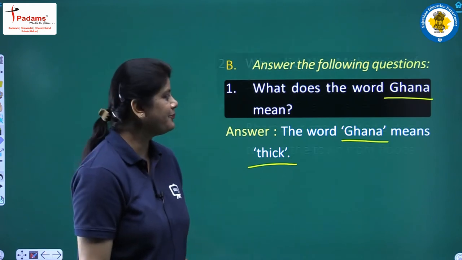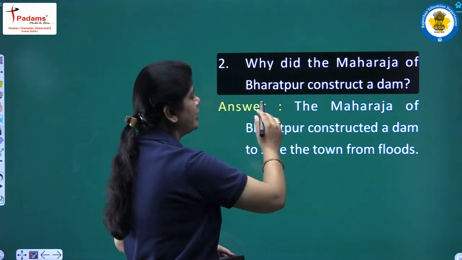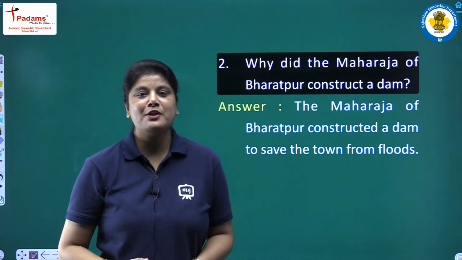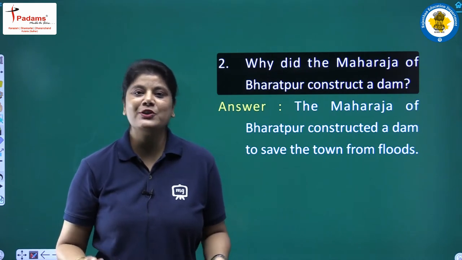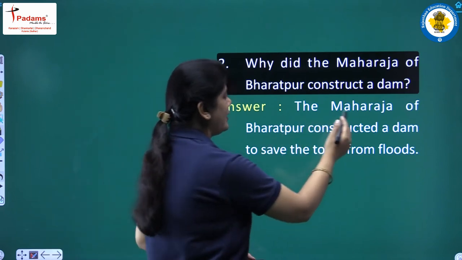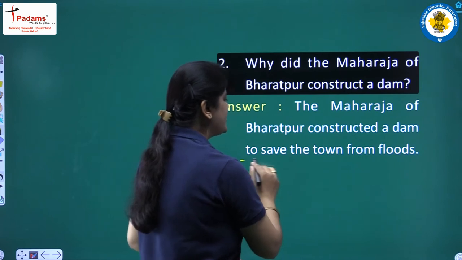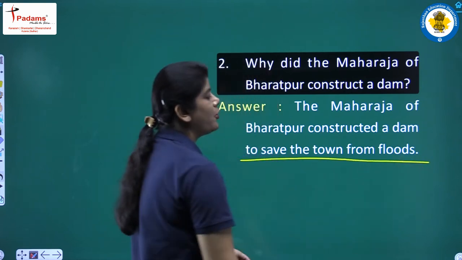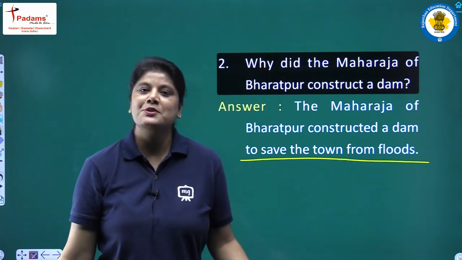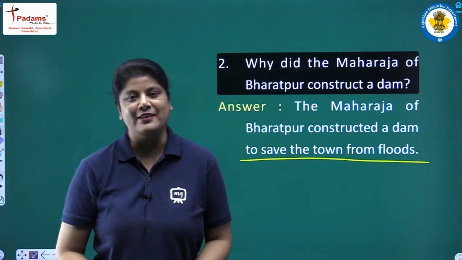Okay students? Next is, why did the Maharaja of Bharatpur construct a dam? Bharatpur ke Maharaja ne dam construct kyun karwaya tha? And answer is, the Maharaja of Bharatpur constructed a dam to save the town from floods. Bharatpur ko flood se save karne ke liye Kaccha dam construct karwaya tha. Okay?